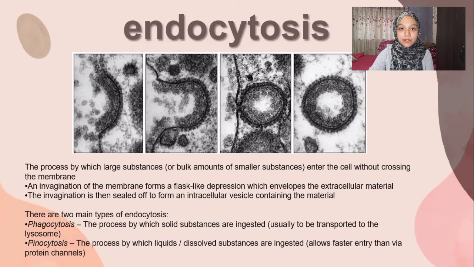Endocytosis is a reversal of exocytosis, which involves different proteins. There are 3 types of endocytosis. The 2 main types are phagocytosis, which is cellular eating, and pinocytosis, which is cellular drinking. And the last one is receptor-mediated endocytosis.